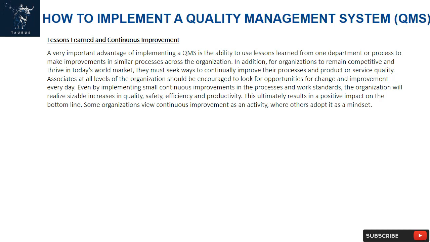Associates at all levels of the organization should be encouraged to look for opportunities for change and improvement every day. Even by implementing small continuous improvements in the processes and work standards, the organization will realize sizable increases in quality, safety, efficiency and productivity. This ultimately results in a positive impact on the bottom line. Some organizations view continuous improvement as an activity, where others adopt it as a mindset.